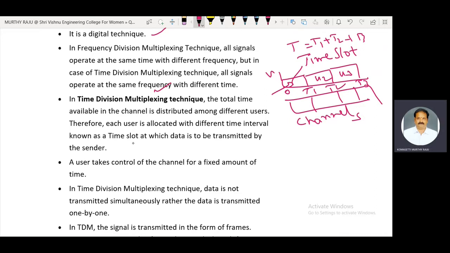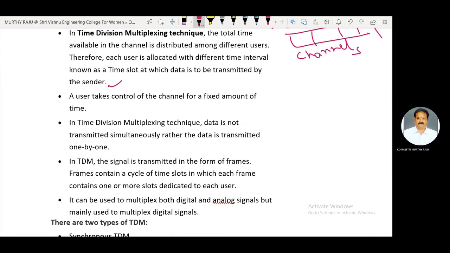Different time intervals are known as time slots, at which data is to be transmitted by the sender. The sender uses these time slots to send information from one point to another point. A user takes control of the channel for a fixed amount of time. In time division multiplexing, data is not transmitted simultaneously; rather, data is transmitted one by one.